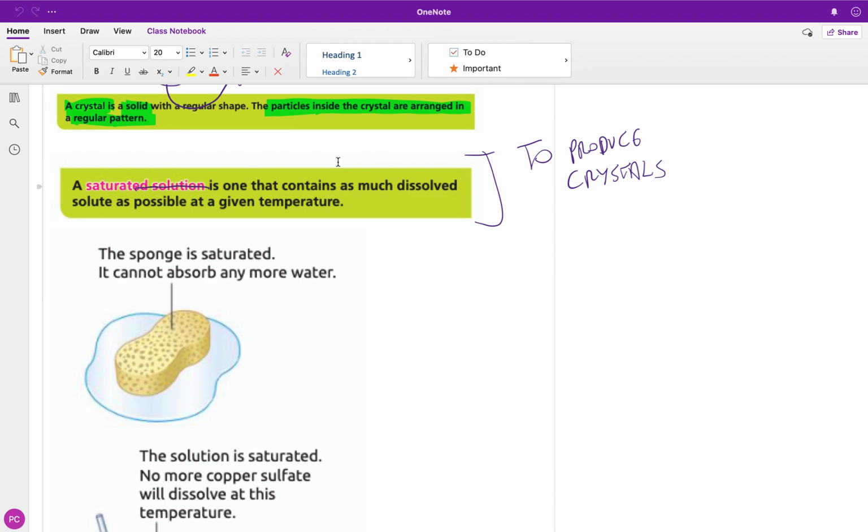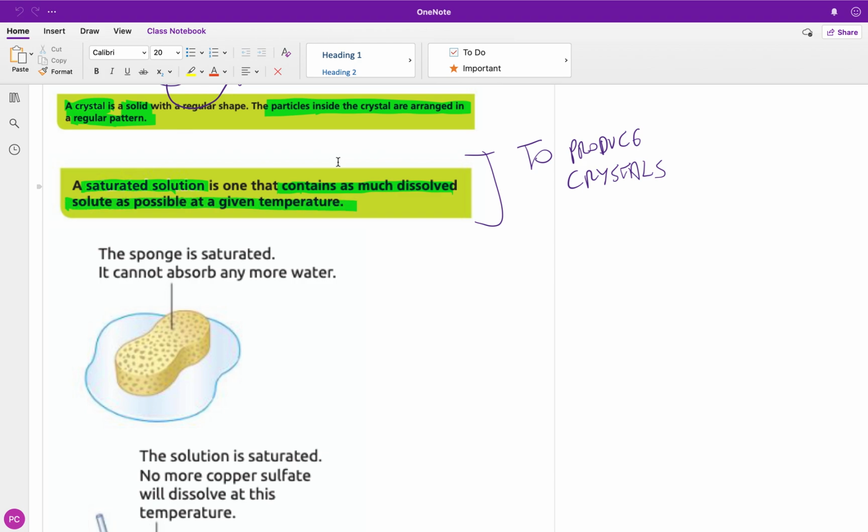You think of the word saturated. You know, you're wet in the rain and you get so wet that you can't possibly get any more wet. Everything's wet. Your jeans are saturated, your jumper's saturated, and you're completely soaking. And what it means is it contains as much dissolved solute as possible at a given temperature.